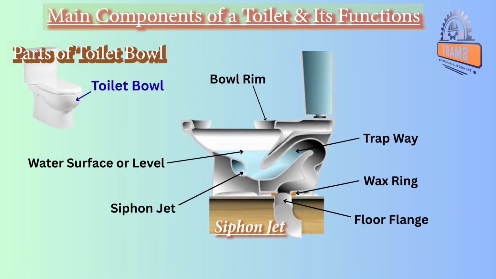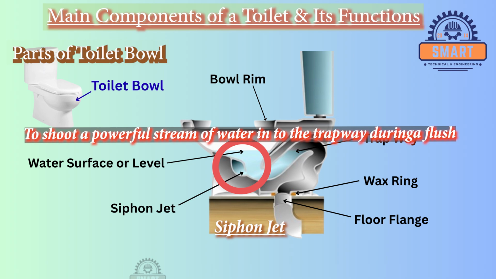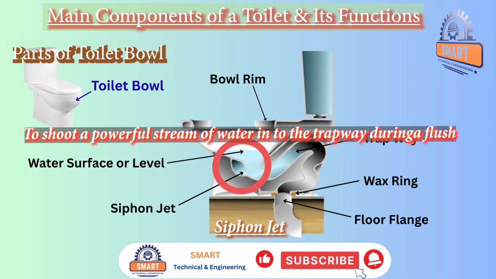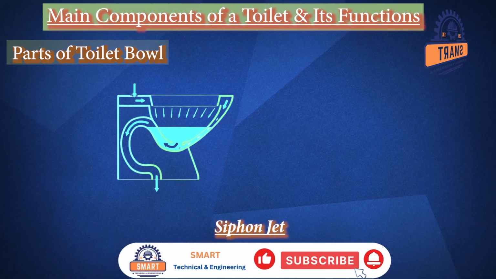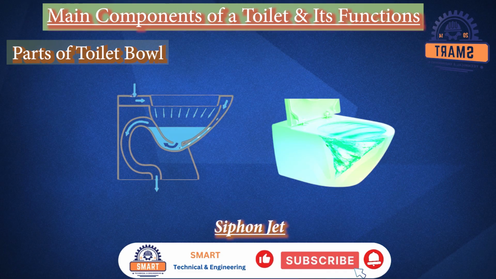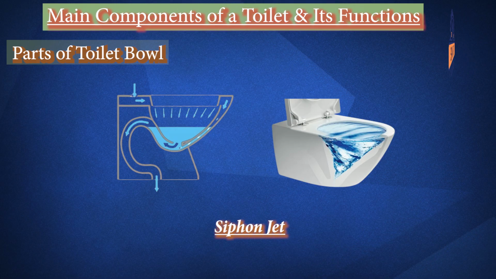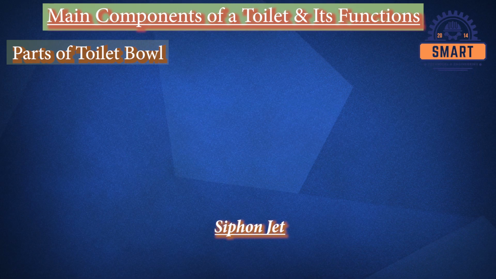Siphon jet. A siphon jet is an opening at the bottom of the toilet bowl that shoots a powerful stream of water into the trapway during a flush. This forceful stream is the defining feature of a siphonic toilet, and it quickly initiates the siphon effect to pull waste out of the bowl.